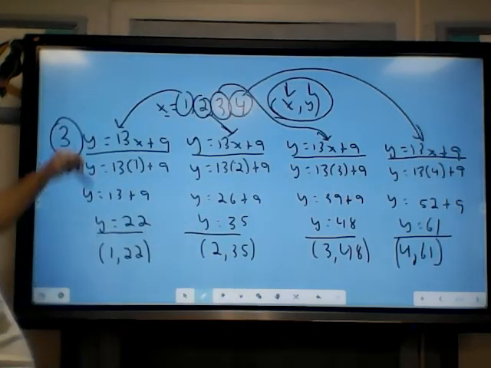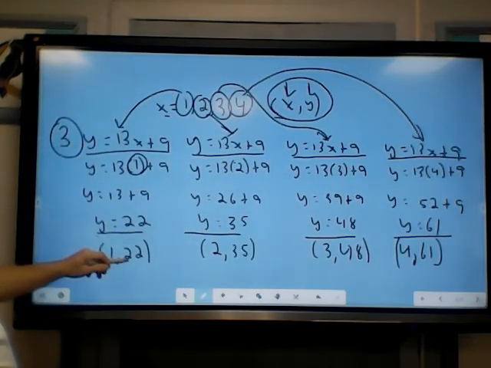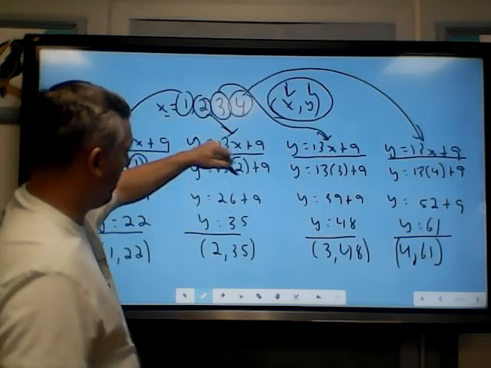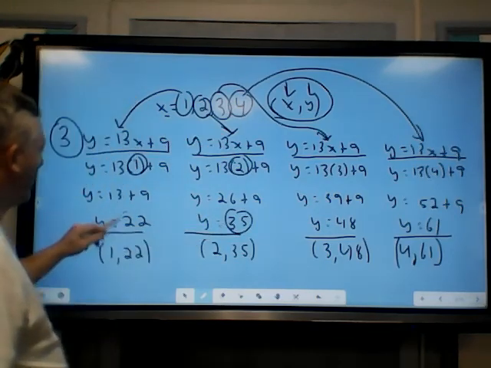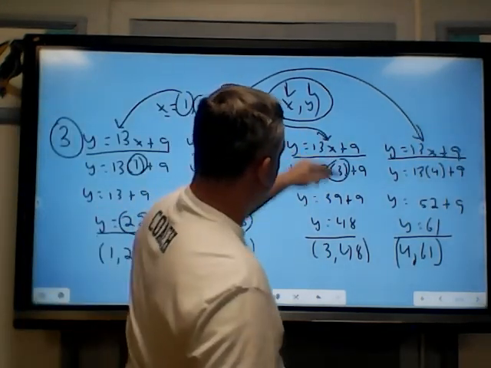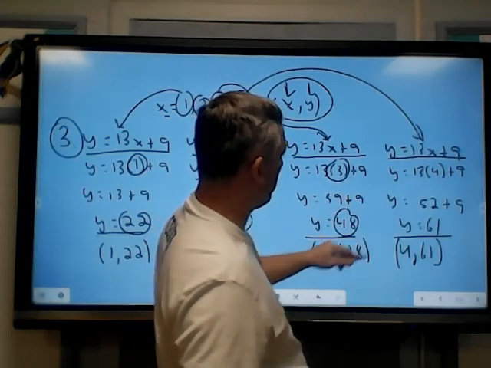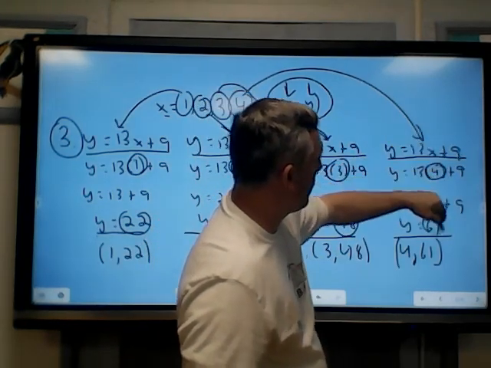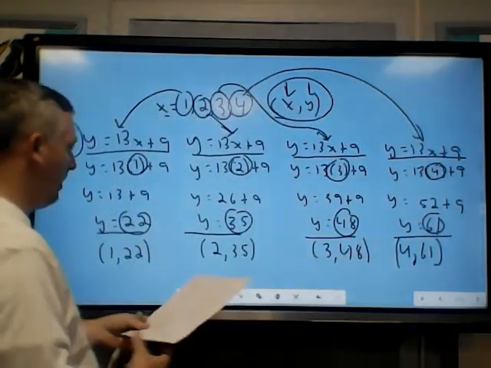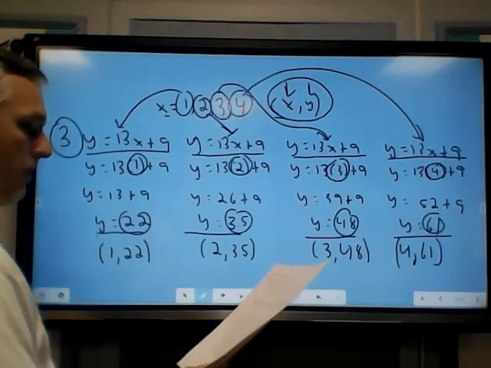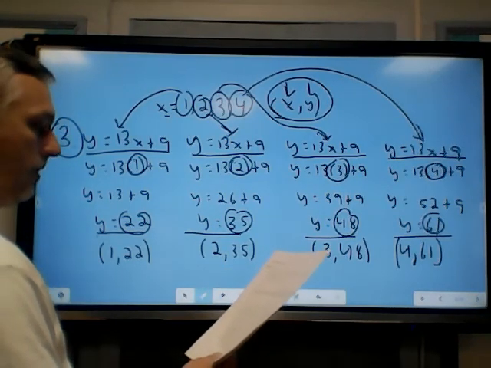So here my x is 1, my y is 22. My x is 2, my y is 35. My x is 3, my y is 48. That's why it's 3, 48. X is 4, my y is 62. 4, 62. And if you look at the answer keys, you'll find the one that's in the correct order.